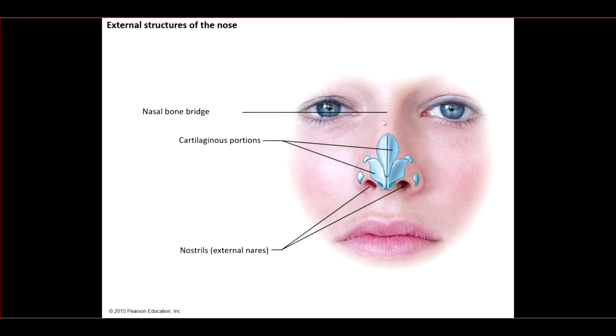All right, so this is just a picture of the nose. Again, you can see here's where the nasal bones would be. Here's our frontal bone right over here. The maxilla would be this general area. But what keeps the nose shape is actually plates of cartilage. And here they put down the cartilaginous portions. And then here we could see the external nares, that would be the nostrils.